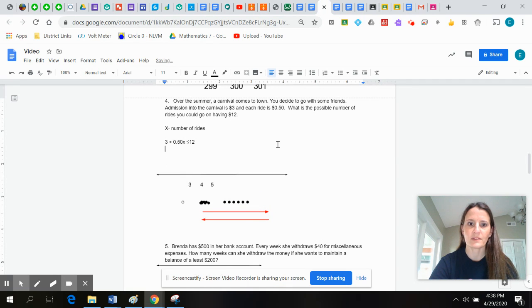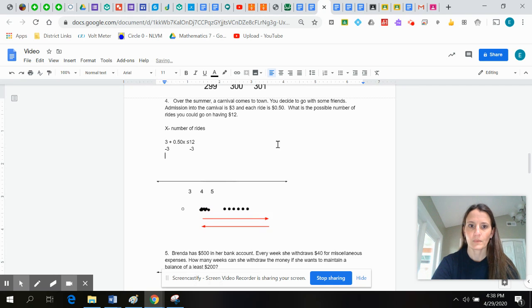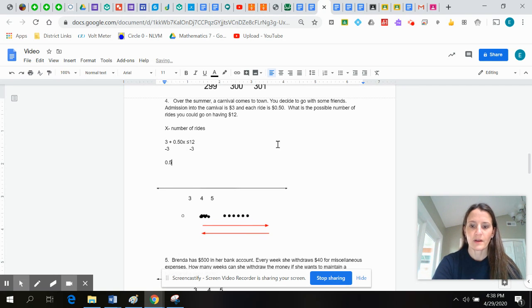So now let's solve for x. Let's figure out how many rides we can go on. So we know we can spend $9 on rides. So we'll show that algebraically. We're going to subtract 3 from both sides. 0.50x is less than or equal to $9 because 12 minus 3 is $9. So a half of what number of rides, if each ride is 50 cents, equals $9? It's not 4.5, it's going to be 18.